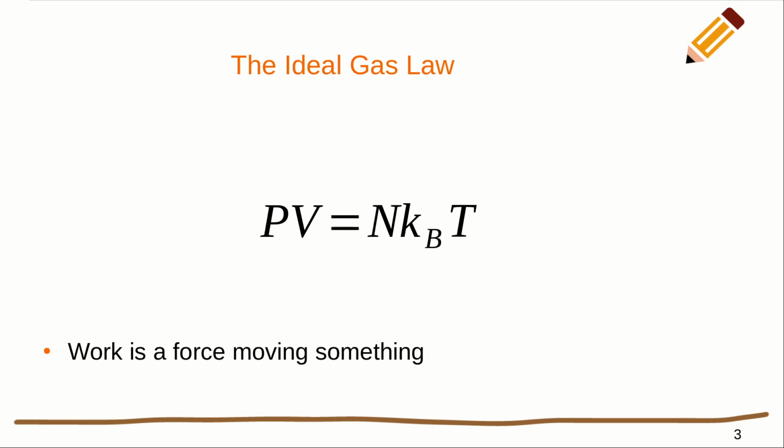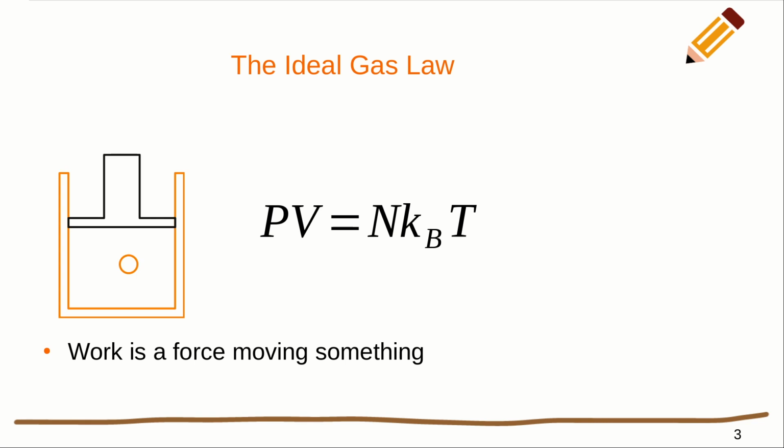So anyway, now how are we going to use this to get work? Well, work is a force moving something. So if you think about the pressure on a wall, let's think about the top wall. The pressure on the top wall times the area of the top wall is the force on the top wall. So there's a force pushing the top wall up. What if we exchange that top wall for a piston? Like this, where the piston weighs something, and we've got gravity pushing the piston down.